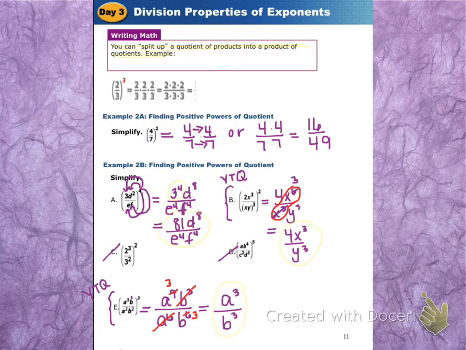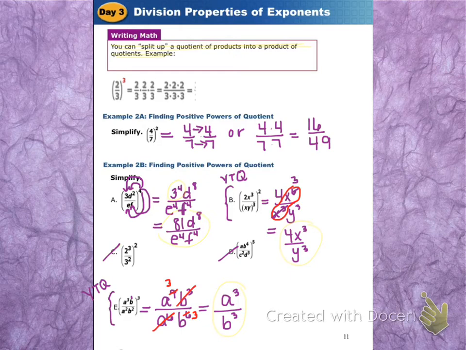Now I chose to do this using the power of a power property first instead of using the quotient of powers. I could have also gone in here in the parentheses and done some simplifying by canceling of the a's and b's within the parentheses and then applied the outside power of 3. I chose not to do that in this case, but it certainly would give you the same final answer.